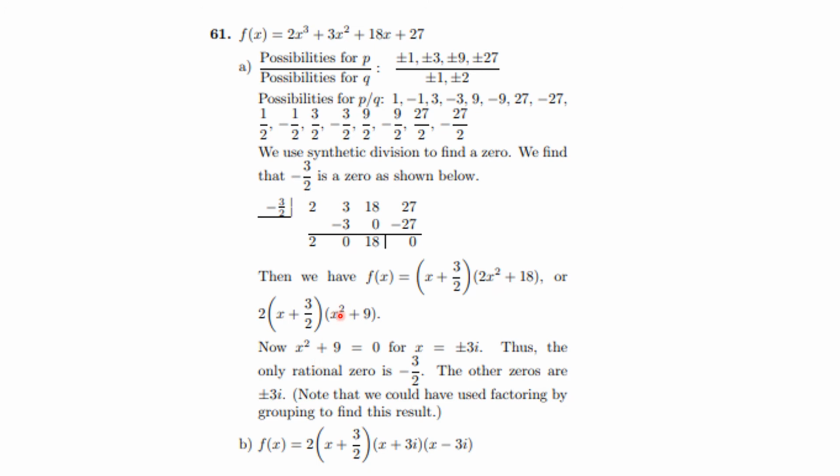So now we can look at the roots, and you see we knew this root was -3/2, but this factor we will set equal to 0. We get roots that are plus or minus 3i. And so that means the only rational 0 is -3/2. The other two zeros are plus or minus 3i. It can only have 3 because it's a cubic, and so the answer to the problem is this factorization. That's part B.